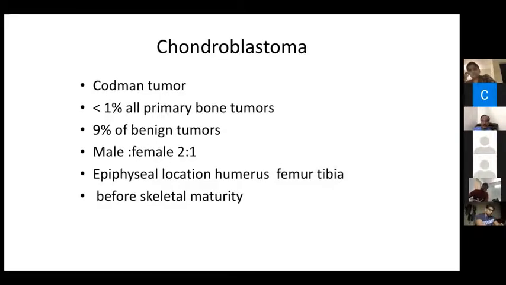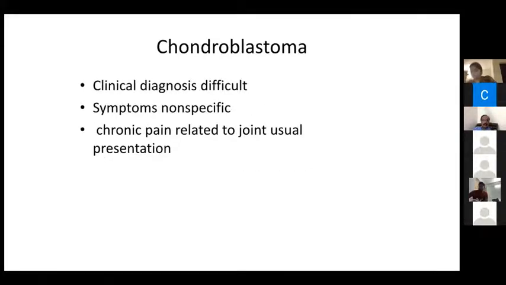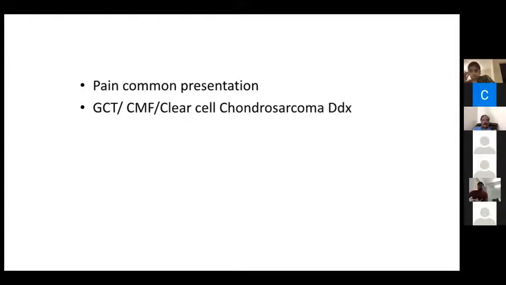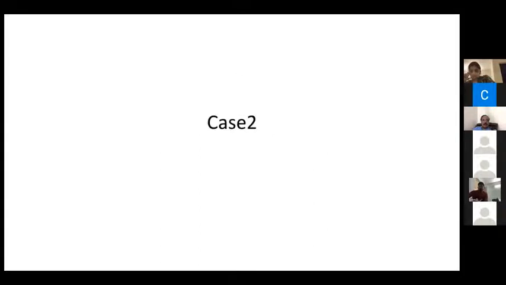So this tumor is also known as Codman's tumor, right? There may be a question like that in your theory exam. Then you will have problems. See, I have seen this happen. So you will write something, you should know that. All these things we have discussed. So we'll go to case 2.